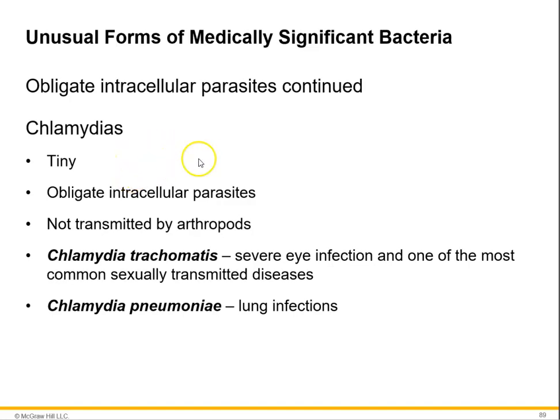Chlamydia is also an obligate intracellular parasite. Chlamydia is also tiny. It is not transmitted by arthropods like the rickettsias. It is transmitted by close contact. Chlamydia trachomatis is the cause of a severe eye infection, and it's the cause of one of the most common sexually transmitted diseases. Chlamydia pneumoniae causes lung infections.